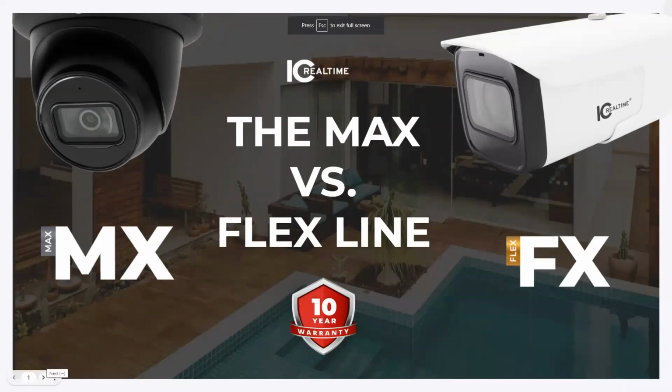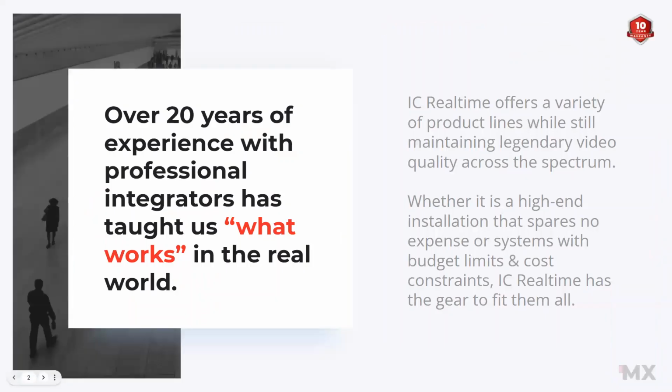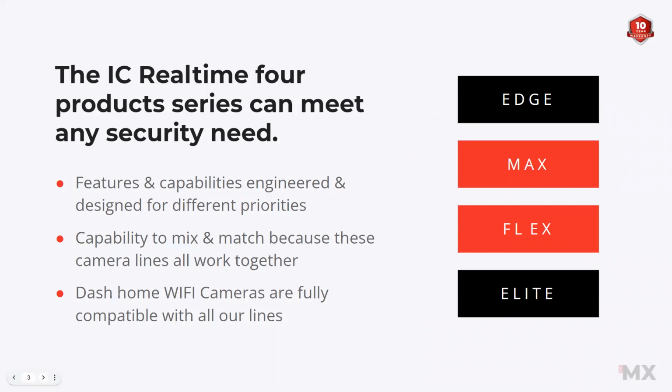So we're going to be talking today about the Max line versus the Flex line. These are two of our four different lines, including our Edge line, which is our cost competitive line. We have our Max and Flex lines, which are our mid-range lines. And then we have our Elite line, which is our highest end line of cameras and recorders.